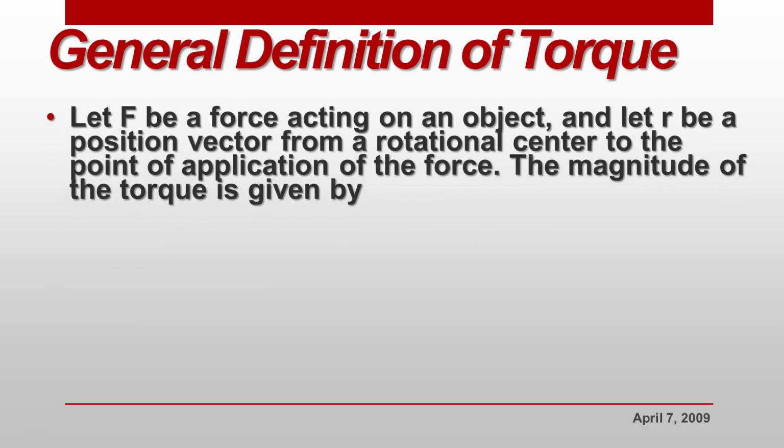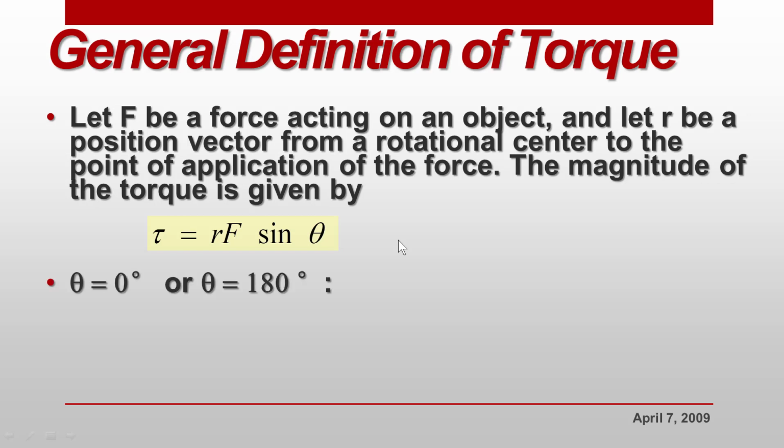So let F be a force acting on an object and let r be a position vector from a rotational center to the point of application of the force. The magnitude of the torque is given by tau is equal to rF sine theta. This symbol is not T, basically it is tau, TAU. Tau is the symbol of torque. So tau is equal to rF sine theta. This is representing the magnitude of the torque.